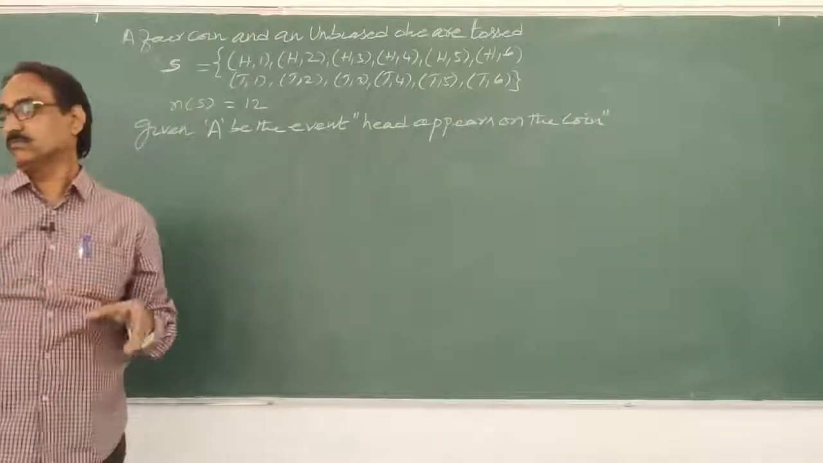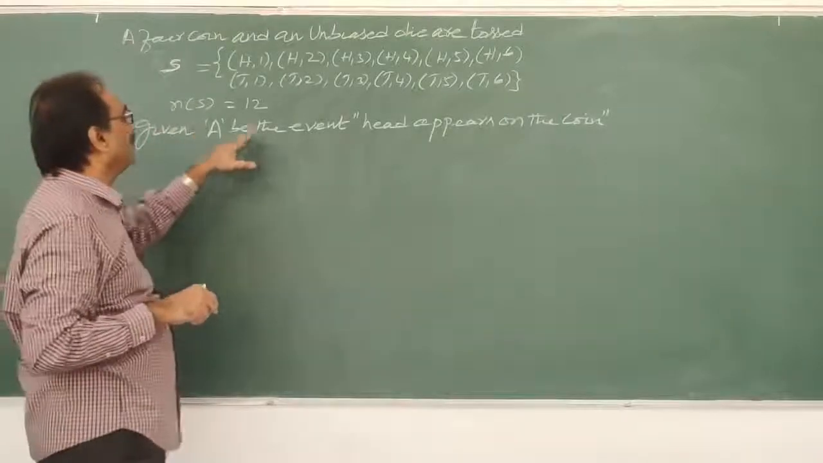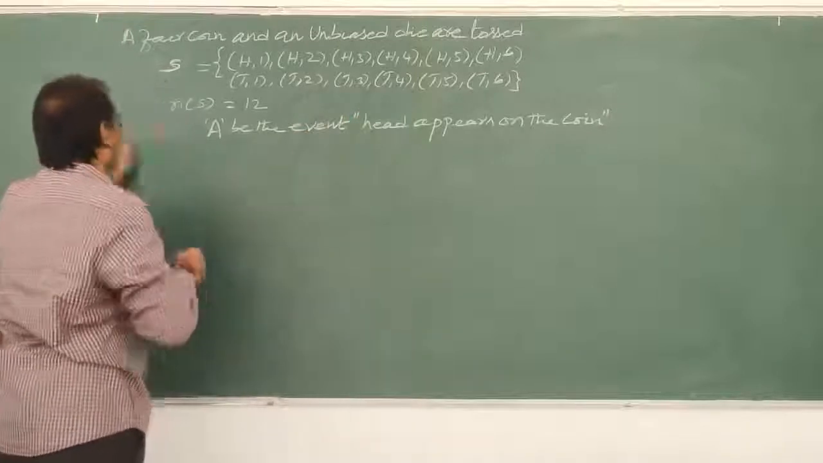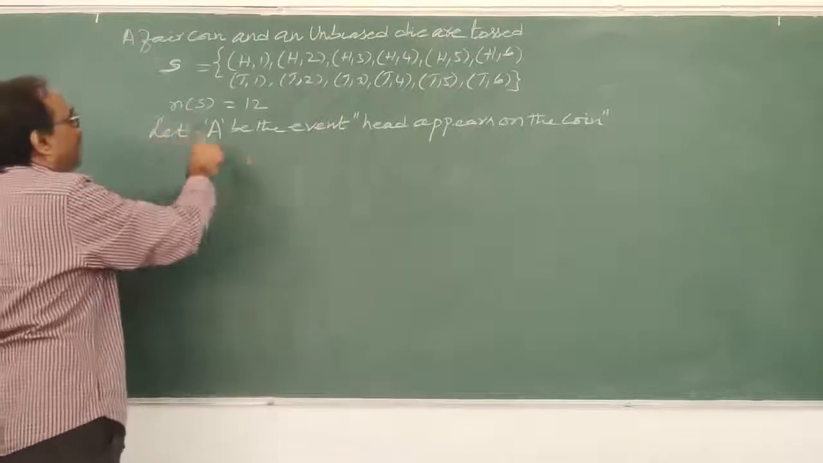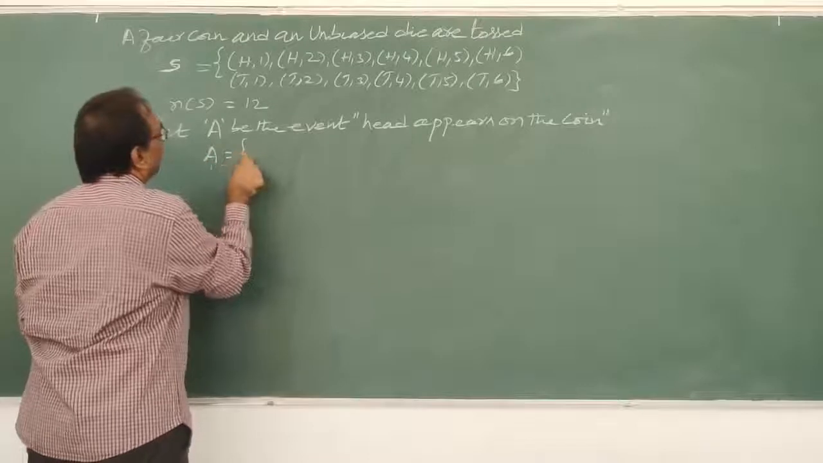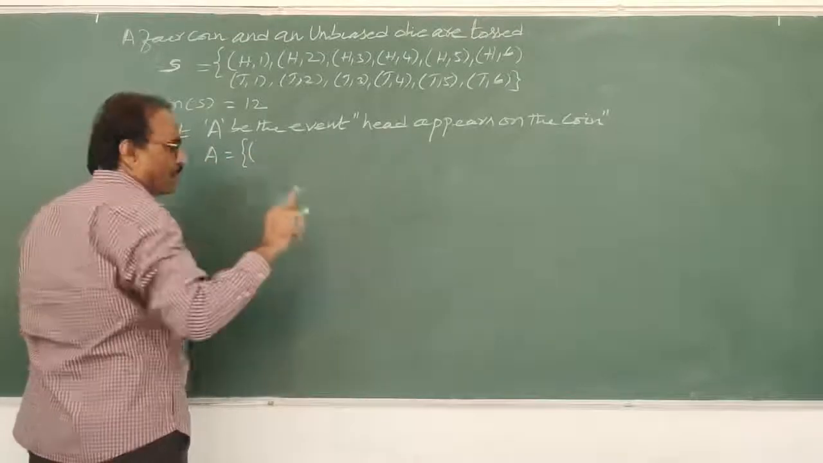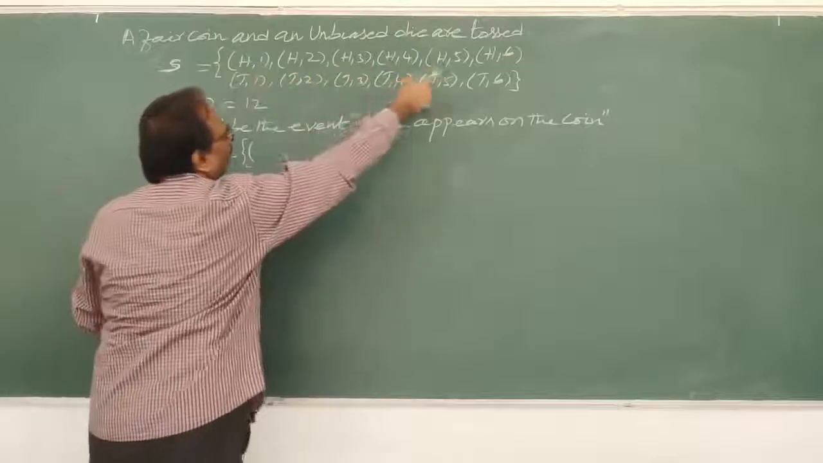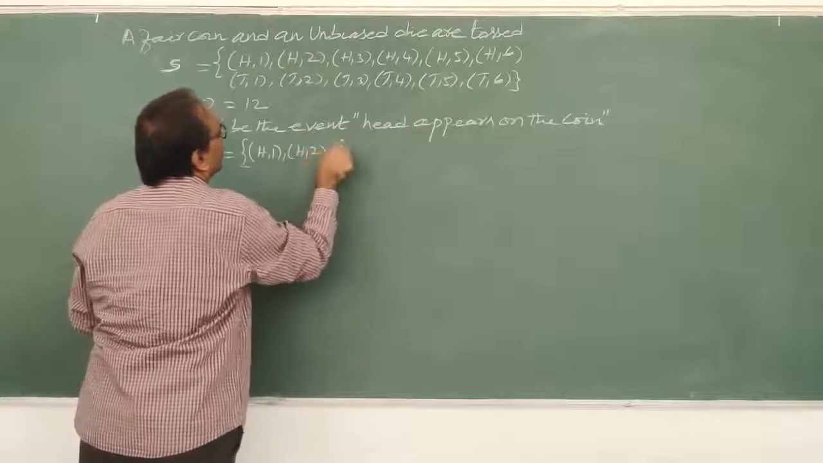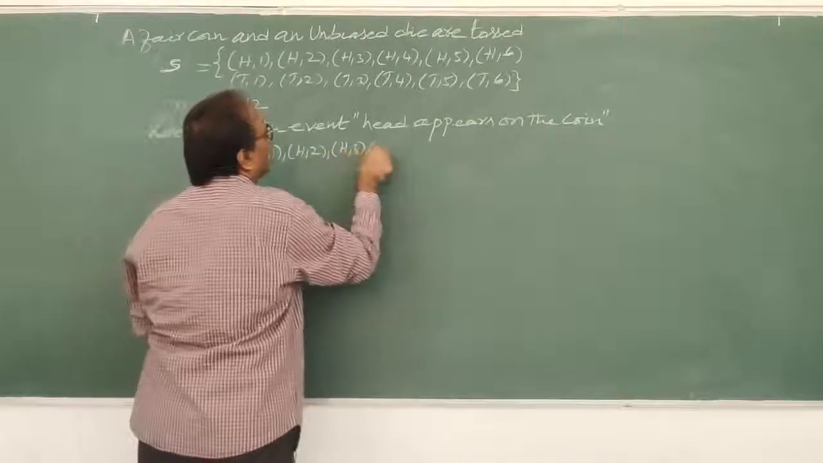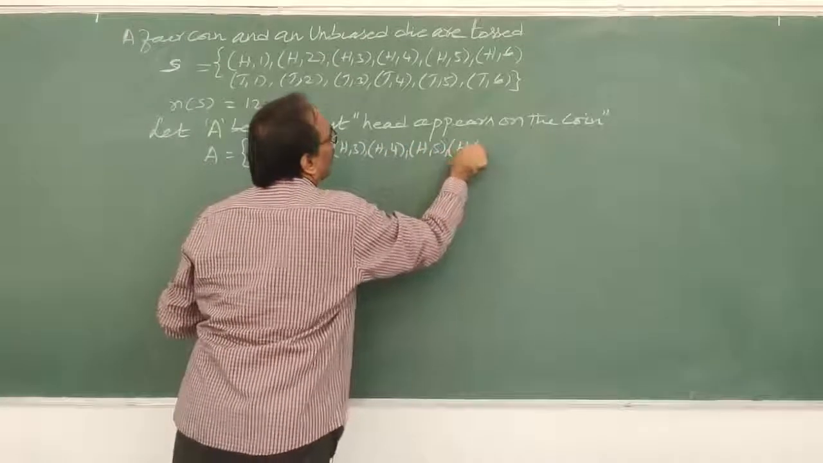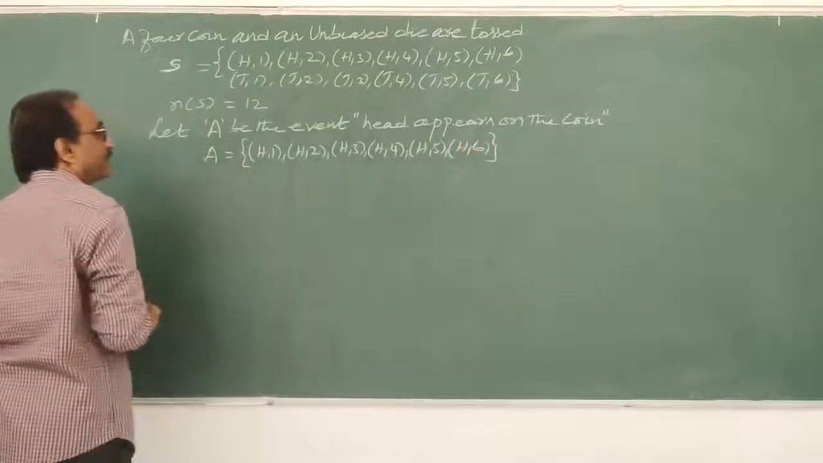Okay. What is event A? Given, A be the event, head appears on the coin. Let A be the event, head appears on the coin. First of all, let us write the sample points. Head appears on the coin means head must be there on the coin, so with all 6 numbers on the die: H1, H2, H3, H4, H5, H6. This is all head appears on the coin.